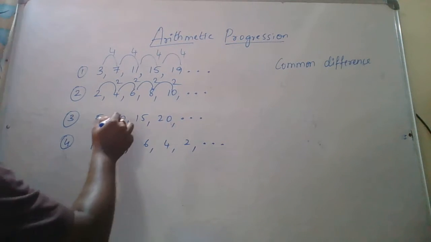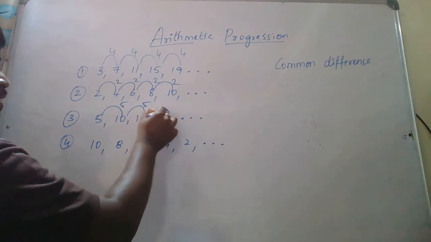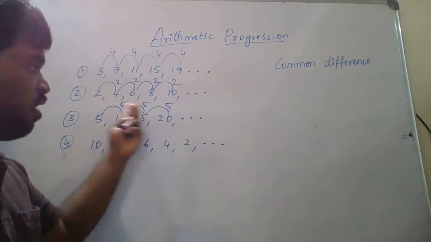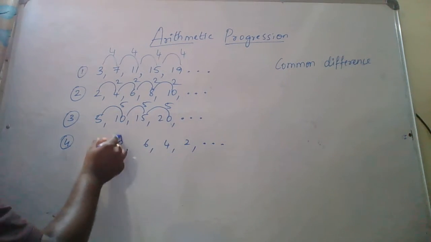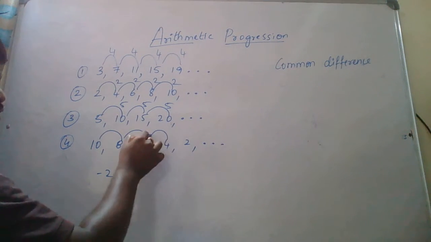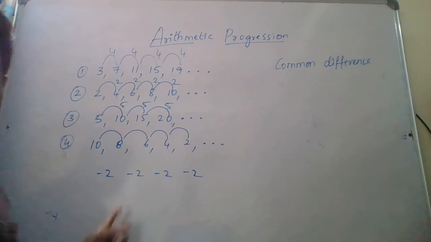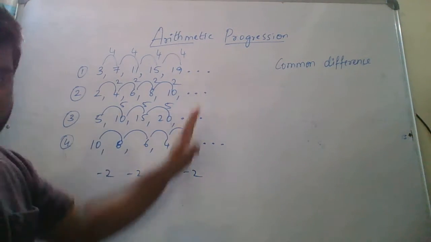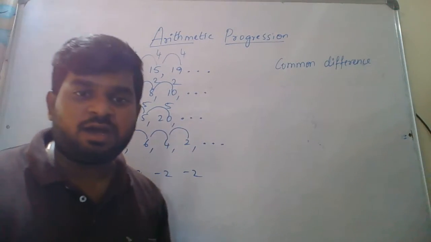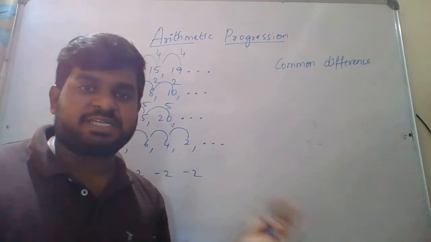Let's check with the third one. 10 minus 5, 5. 15 minus 10, 5. 20 minus 15, 5. You're getting the same answer, a common difference. Let's check with this one. 8 minus 10, minus 2. 6 minus 8, minus 2. 4 minus 6, minus 2. 2 minus 4, minus 2. As you can see, there is a common difference. If you have a sequence of this kind, we call it an AP. There must be a common difference. You must get the same answer when you subtract a term and its preceding term.